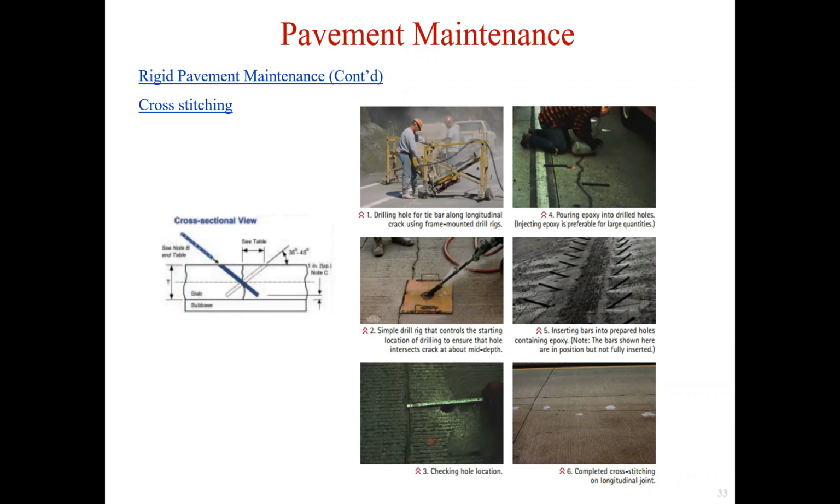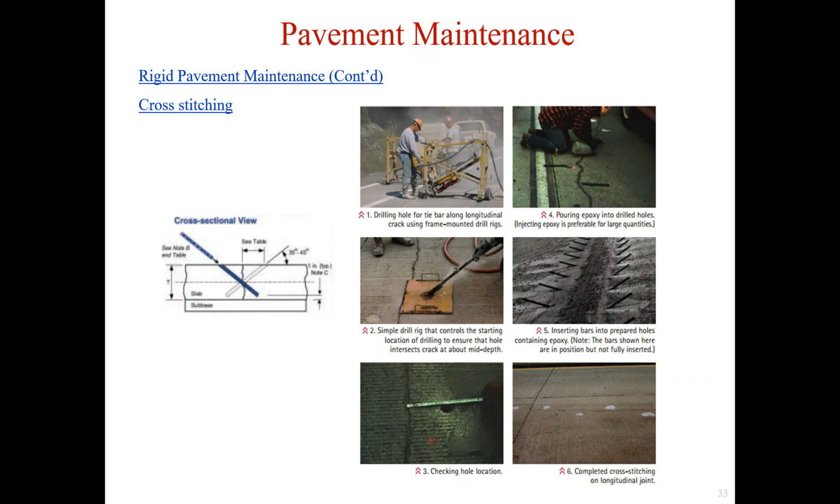These are some photos for cross stitching, which is the most widely used method. Cross stitching is a process to retain aggregate interlock across joints or cracks, thereby maximizing shear load transfer at joints or cracks which are considered to have the potential to open under environmental effects and traffic loading. It is also used at the longitudinal joint to keep the slabs from separating.